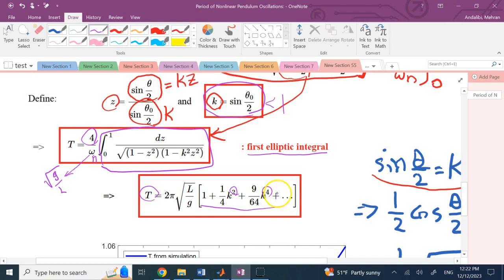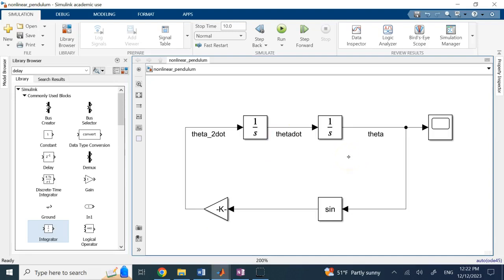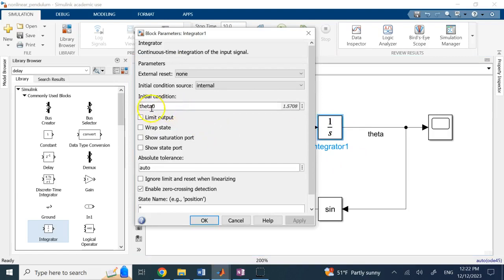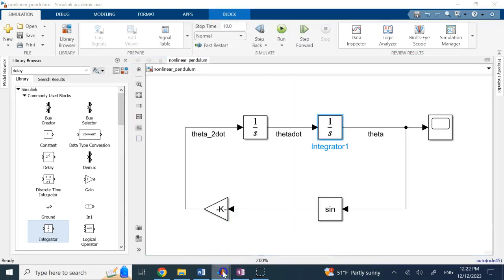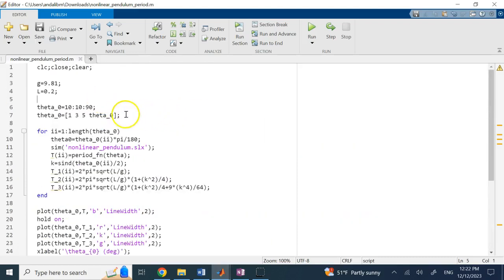Now, to simulate that for you, here I made this nonlinear pendulum, but here I'm allowing theta not to change. I'm taking it as a parameter. So in my MATLAB code, I tried lots of different initial angles: 1 degree, 3 degrees, 5 degrees, and then from 10 degrees to 90 degrees, 10 degrees apart. So my initial angles are 1, 3, 5, 10, 20, 30, all the way to 90. I have a bunch of initial angles here.